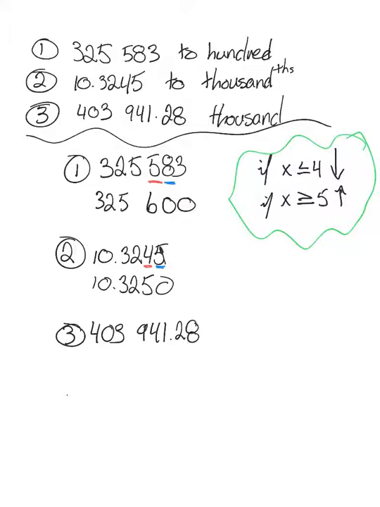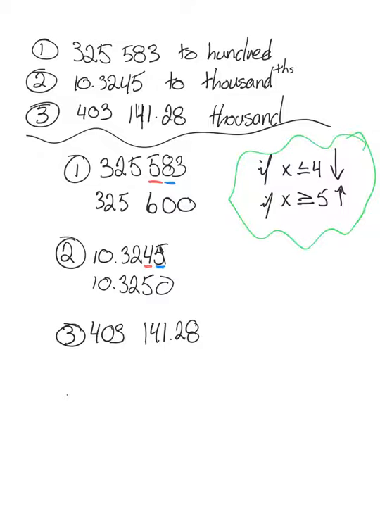In our final example, 403,941.28, we want to round to the nearest thousands. Actually, I'm making a slight change. Let's see if we could find out why I'm making this change before I tell you about it. Figure it out? So, did you?